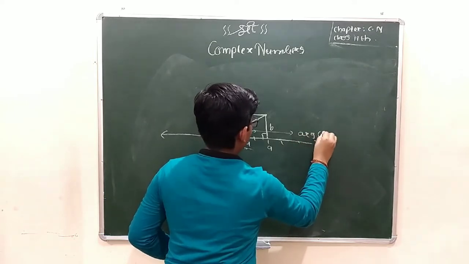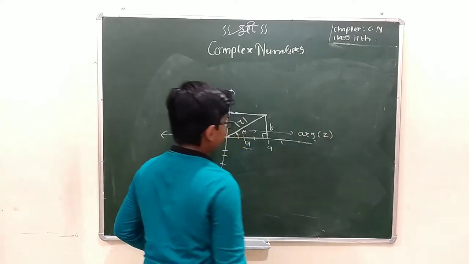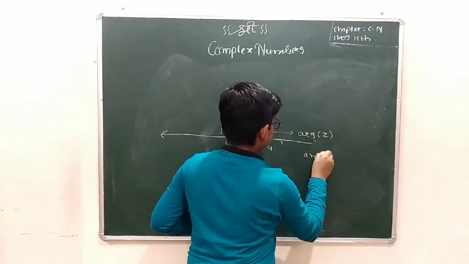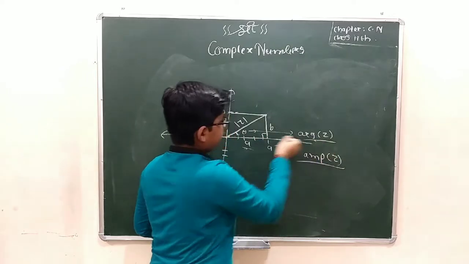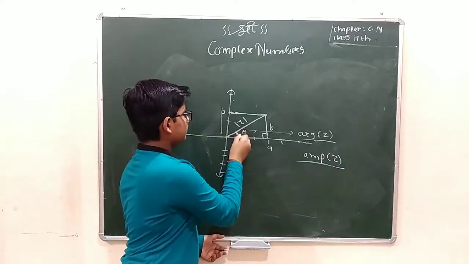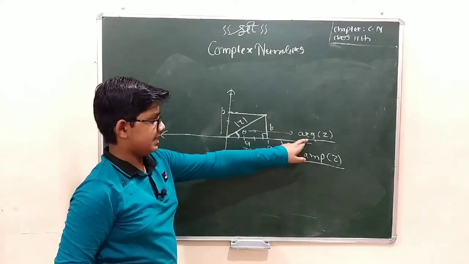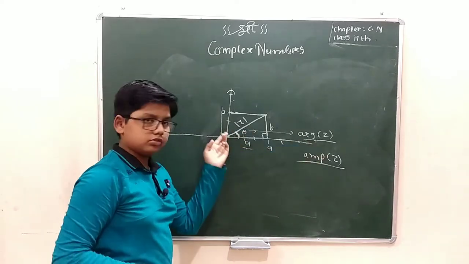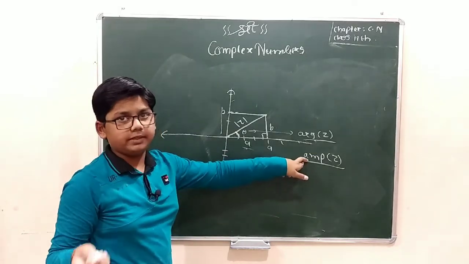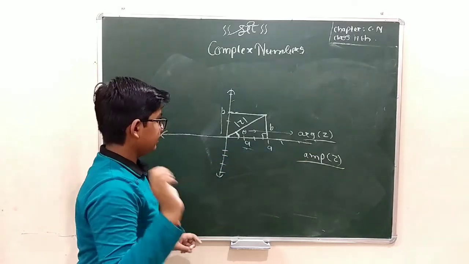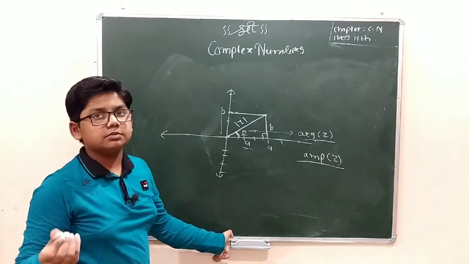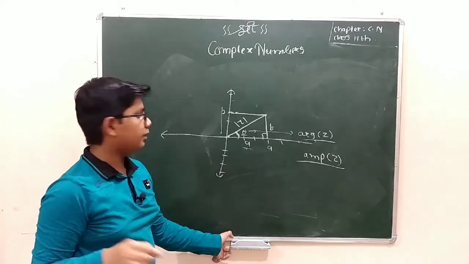Argument is also called amplitude, which can be written as AMP of z. Amplitude of z and argument of z are equal. Argument is also known as this angle, theta, written as ARG z, and amplitude, also theta, which is the same as argument, will be AMP of z in short form. Now this angle is theta. Now we have to find the value of theta in terms of a and b.